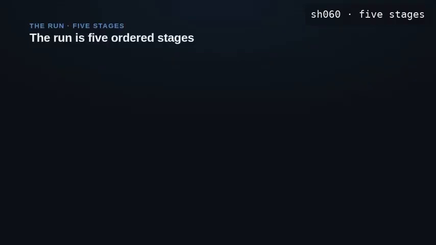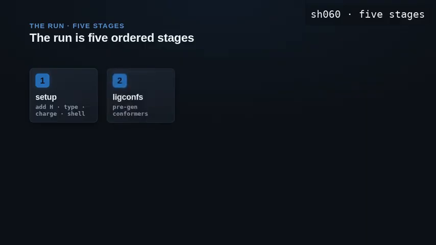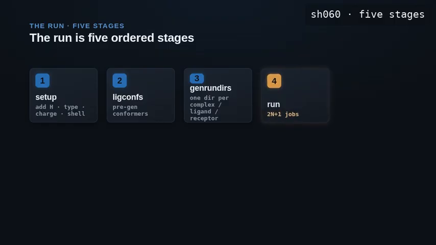The run is 5 ordered stages. Stage 1, prep, add hydrogens, type and charge the molecules, and build the mobile shell. Run it with your Amber Tools environment active. Stage 2 pre-generates ligand conformers. Snap onto the scaffold, or place at random. Skip it if your poses are already good. Stage 3 builds the run directories. 1 per complex, 1 per ligand, 1 for the receptor.